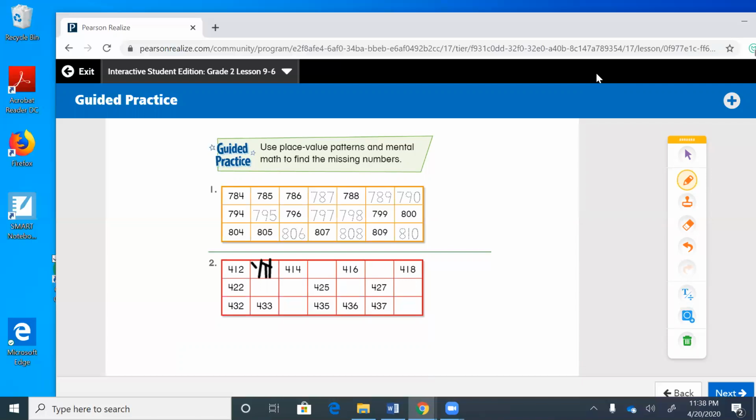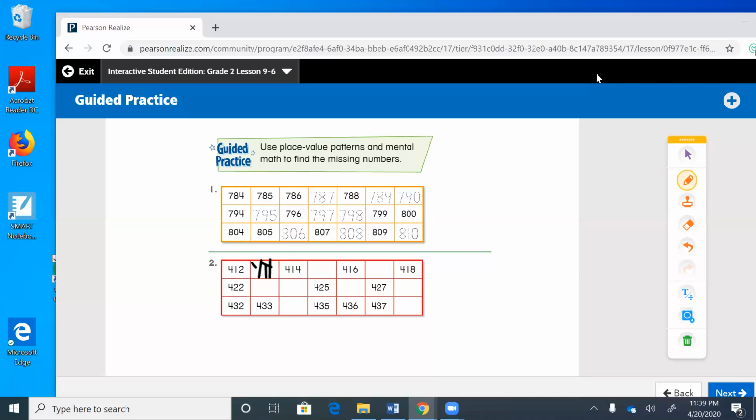Okay, so when we did that, we counted by ones, and the ones digit went up by 1 again. Let's try it again. Start at 422. Count with me. 422. We're going across. 432. I'm sorry, I messed up. 422, 423, 424, 425, 426, 427, 428. One more time. We're at the bottom.